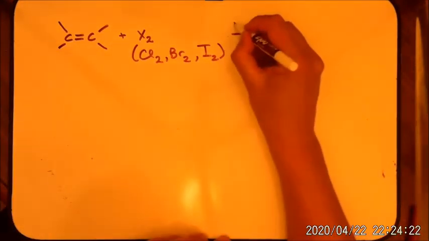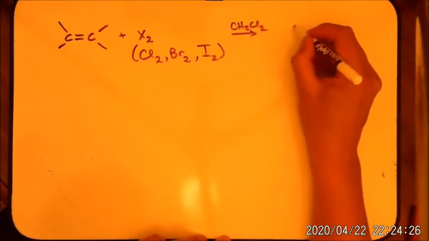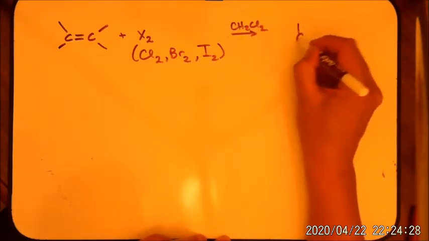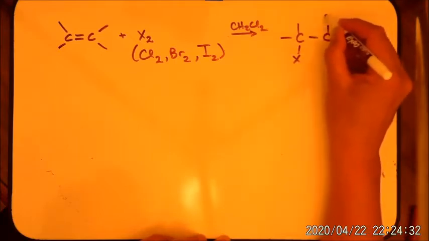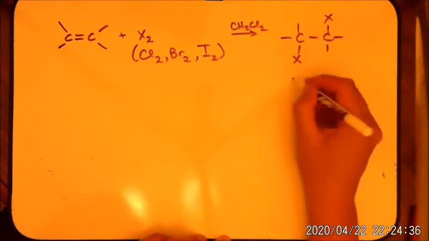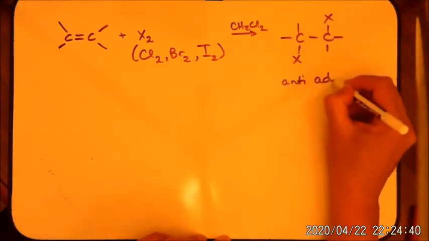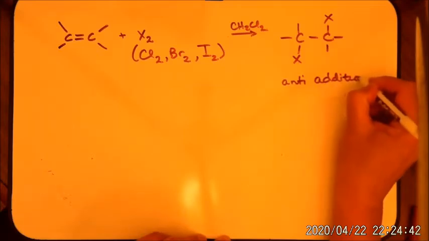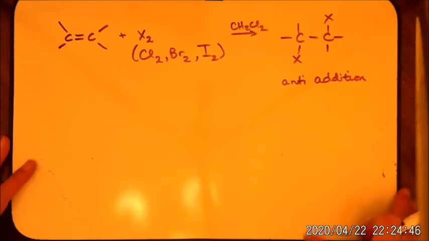So if you see this, you say, oh, that's my solvent. And what you're going to do is add your halogen, but it's in the anti orientation, anti-addition. And remember, you go through the halonium ion.